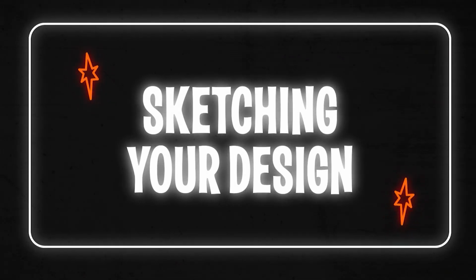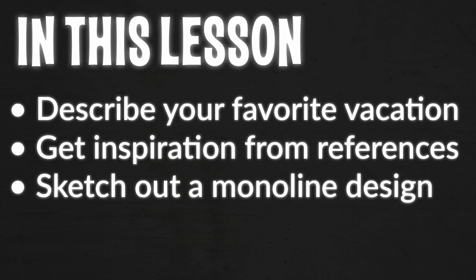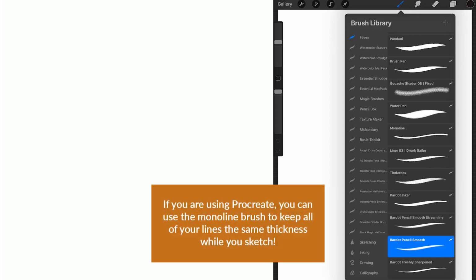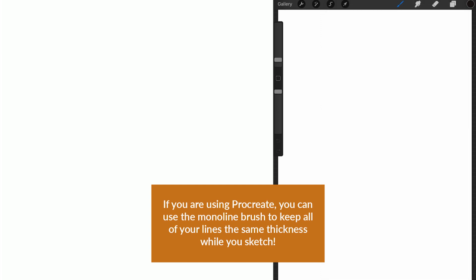For this lesson, we're going to describe your spot, then we're going to get some references, and then we're going to sketch it out. I'll be sketching digitally in Procreate for this lesson, but feel free to use whatever medium you feel most comfortable with. So before we can begin animating, make a list of everything that your favorite vacation spot or time reminds you of.